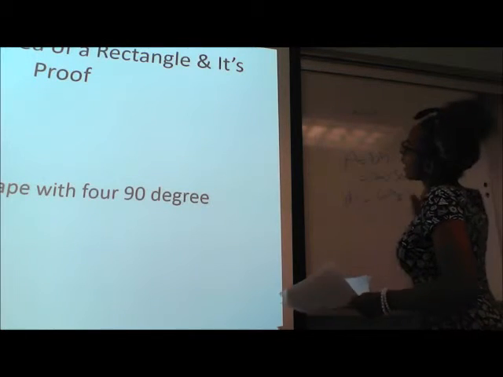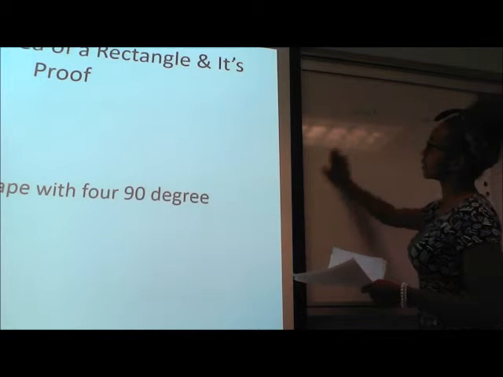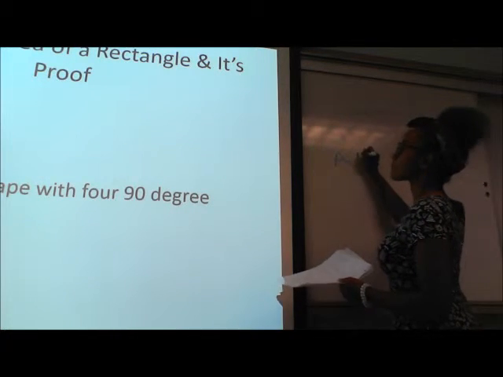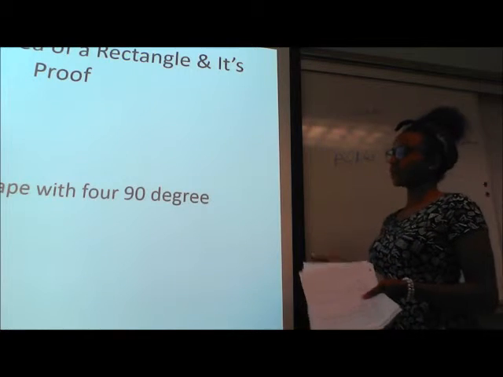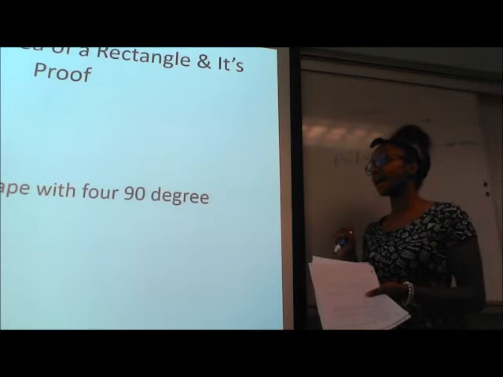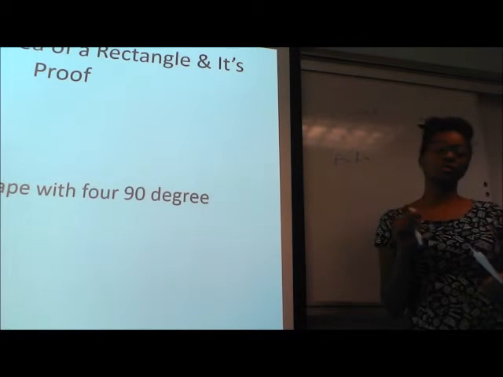Alrighty, we have finding the area of a rectangle now, and its proof. The area of a rectangle is length times width. So of course the L is length, your W is width, and the rectangle is defined as a four-sided flat shape with four 90-degree angles.